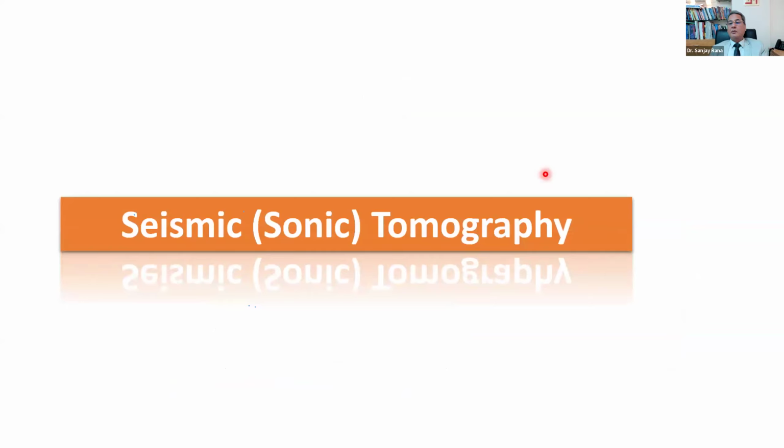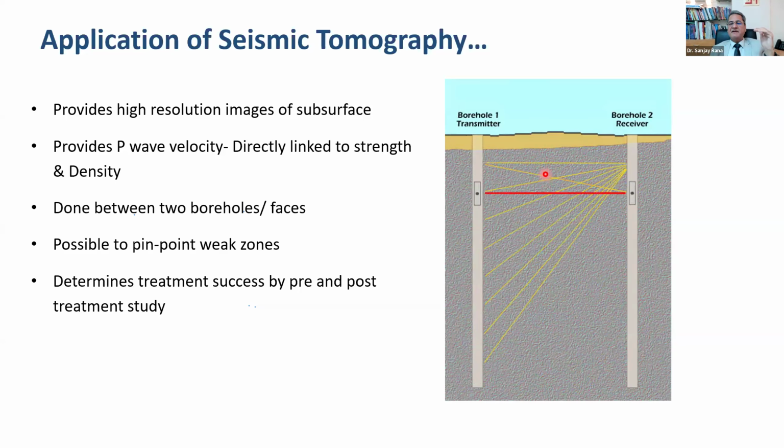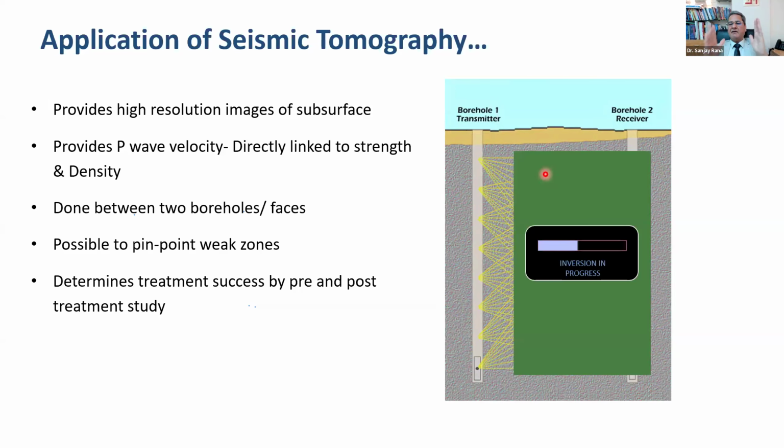Then seismic tomography, a very, very strong method. And I would like you to pay special attention to this, because whatever surface methods we are doing, as we keep going down, the resolution will become lesser and lesser. Now, sometimes we need very high resolution information at great depths. Seismic tomography does that. So it is done between two boreholes or between two faces. So we send a number of these seismic waves across the boreholes or faces, and then we do the inversion, and you have a continuous high resolution image between the boreholes.